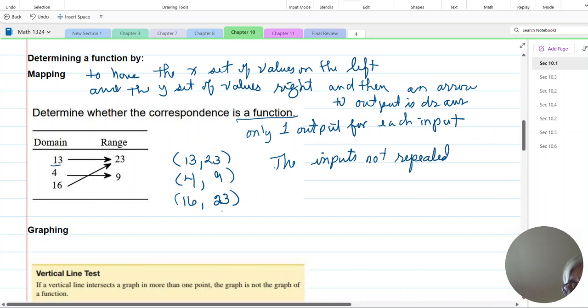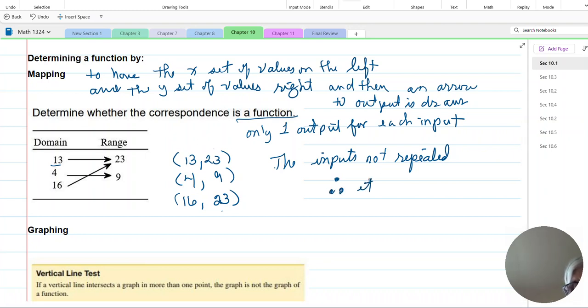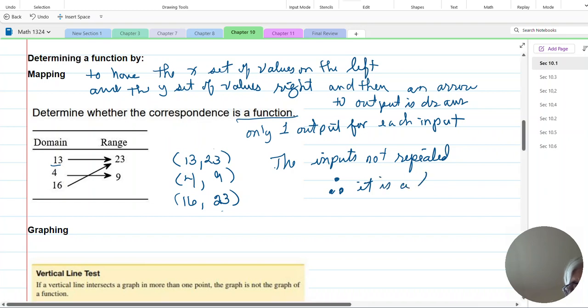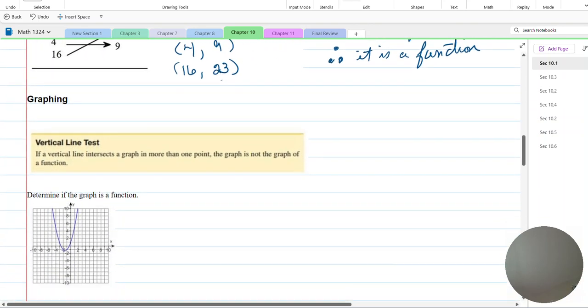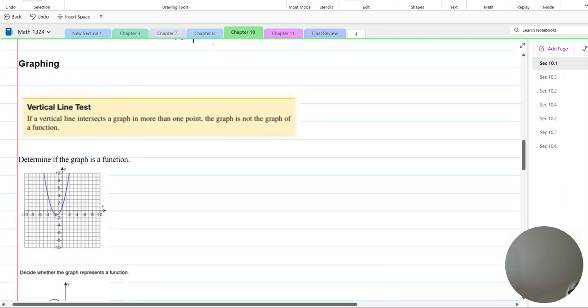Therefore, what can we say? Therefore, that's the three dots like in a triangle. Therefore, it is a function by definition of output and input. Now we're talking about another form of determining a function.